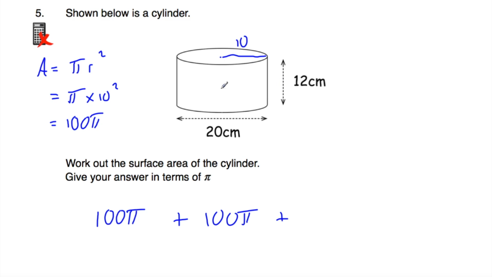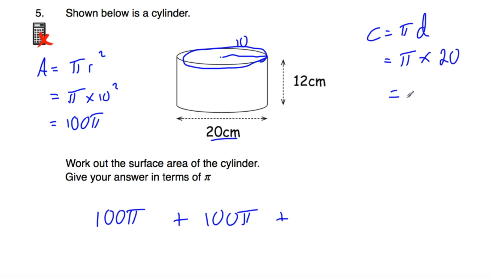and then we're going to add the area of the curved face. Let's consider that. We've got the circumference of the circle, and then we're going to times it by the height of the cylinder. The circumference is pi times diameter. So we're going to do pi times the diameter of the circle. The whole way across the circle is 20, so we're going to do pi times 20, which is equal to 20 pi. So the circumference of the circle is 20 pi.